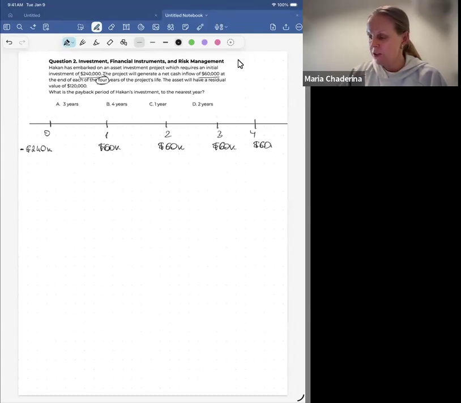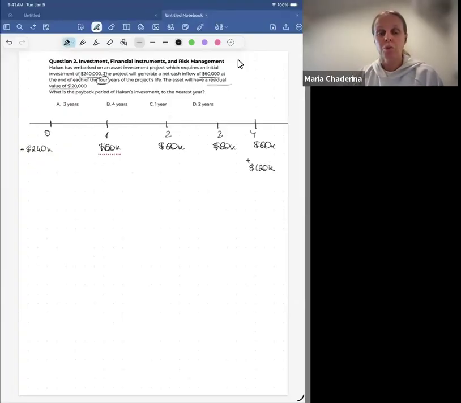And at the end of the 4th year, we're going to liquidate whatever is left in the project, and that will give us a residual value of 120,000. Now, what is our payback period? This question in particular has cash flows for the 4 years of equal amount.